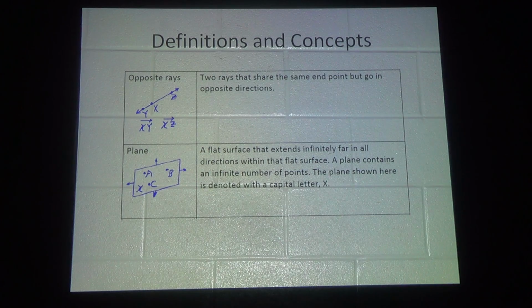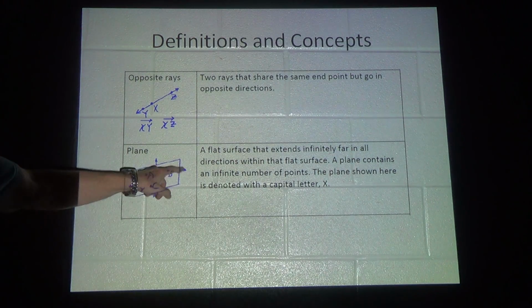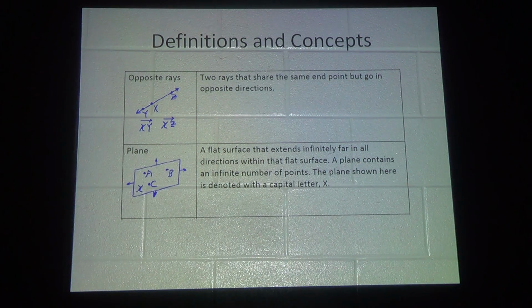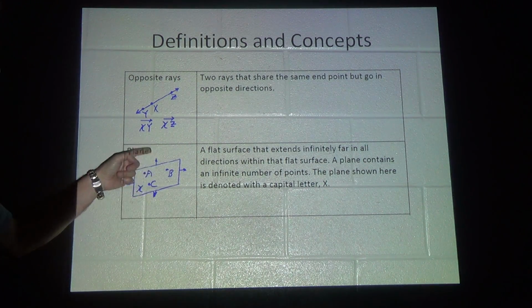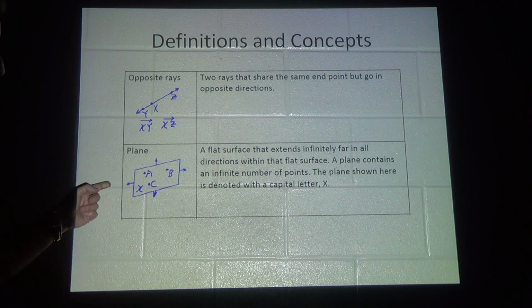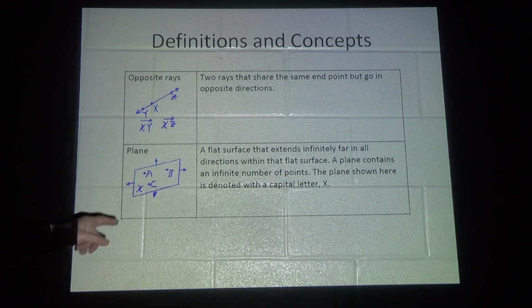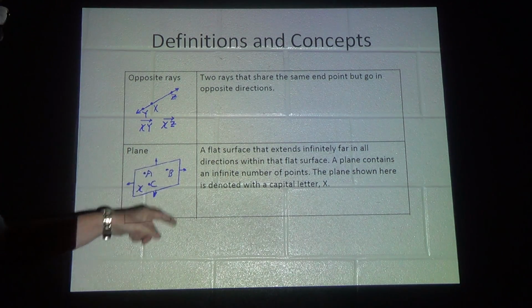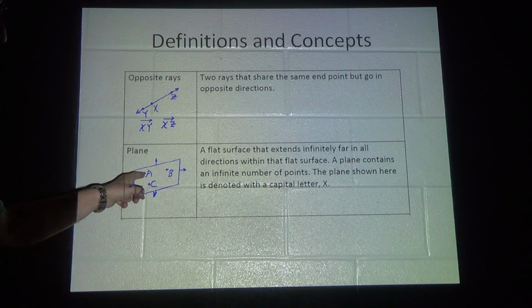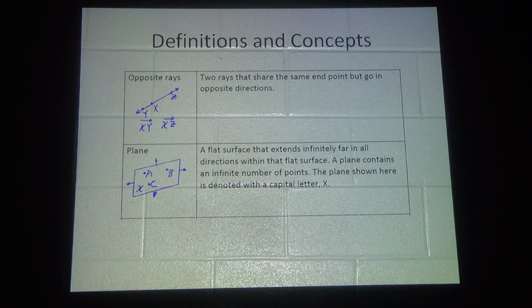A plane is simply a flat surface that extends infinitely far in all directions within that flat surface. A plane contains an infinite number of points. The plane shown here is denoted with a capital letter X. So what he's saying here is this: if you have a plane, usually represented by a four-sided figure, what they're showing you with these arrows is that it goes an infinite distance in all these directions. This X does not have a point associated with it, so that is the name of the plane. Another way to name the plane is by using 3 points that are not in a straight line. So plane ABC would be another name for plane X.